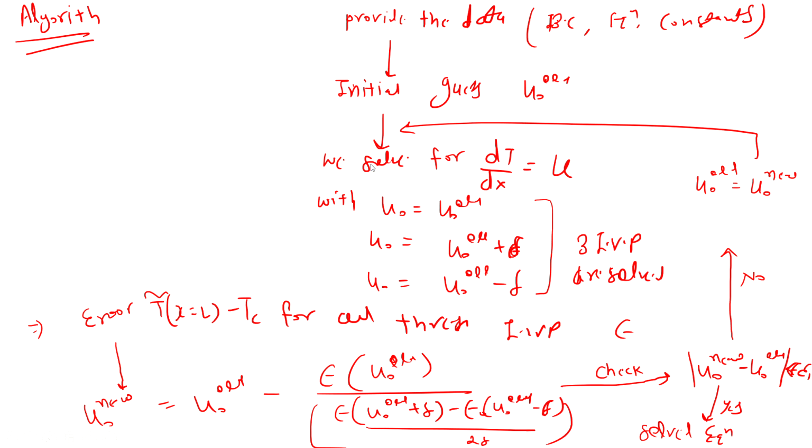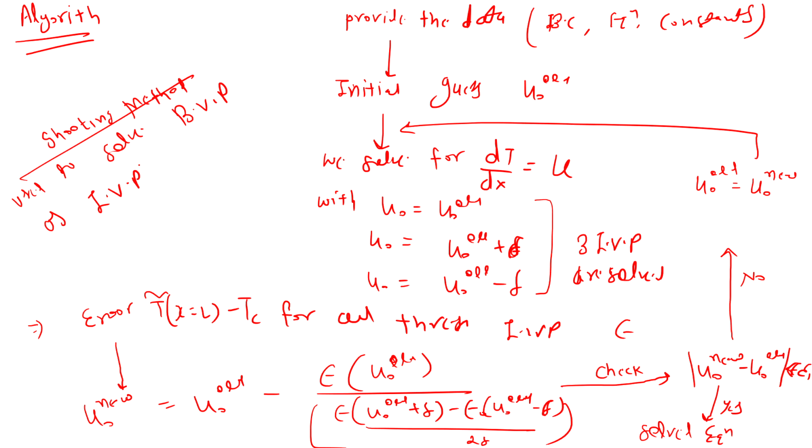So this is my step, and this method is called the shooting method, used to solve boundary value problems as initial value problems. So this is how we can compute.